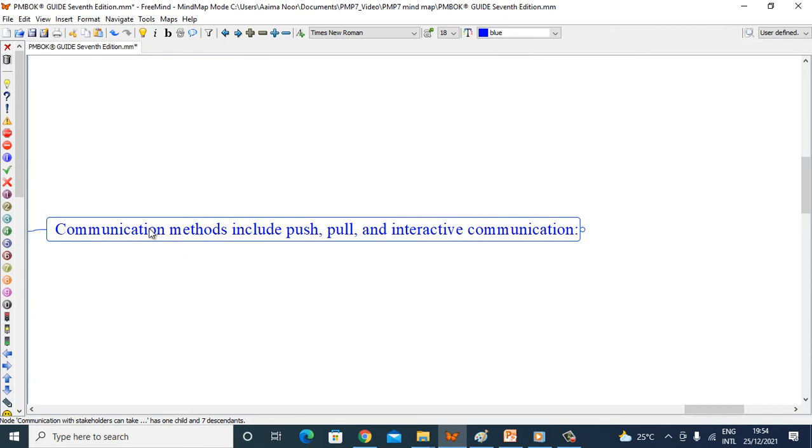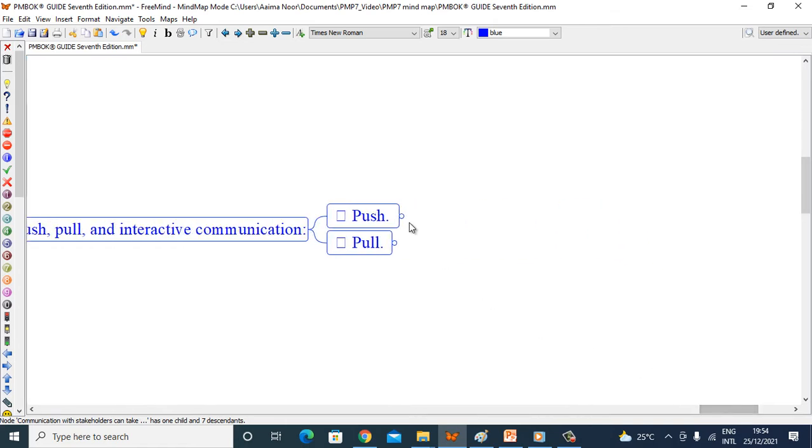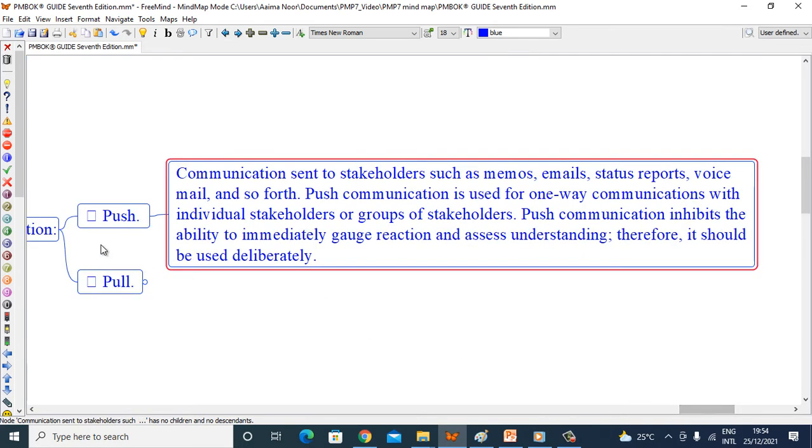Communication methods include push, pull, and interactive communications. Push communication: communication sent to stakeholders such as memos, email, status reports, voicemail, and so forth. Push communication is used for one-way communication with individual stakeholders or groups of stakeholders. Push communication inhibits the ability to immediately gauge reaction and assess understanding. Therefore, it should be used deliberately.